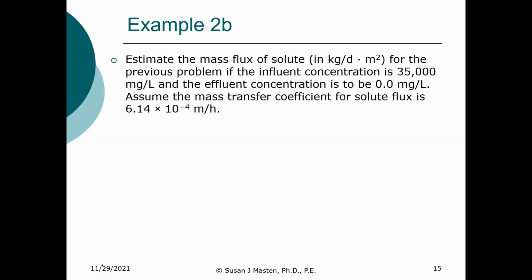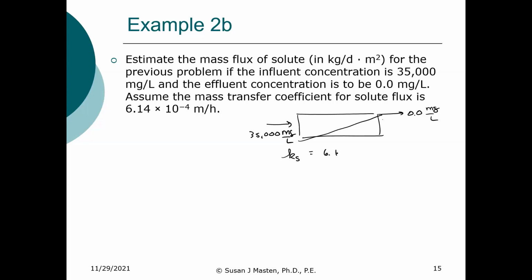The next part of this problem asks you to calculate the mass flux of solute. Again, we have an influent concentration, so here's our membrane. And this is really the membrane system, not the membrane for this size system. We have 35,000 milligrams per liter. Our effluent concentration is to be 0 milligrams per liter. And you're told that your mass transfer coefficient for the solute flux, so now you're looking at the sodium and the chloride, is equal to 6.14 times 10 to the minus 4 meters per hour.